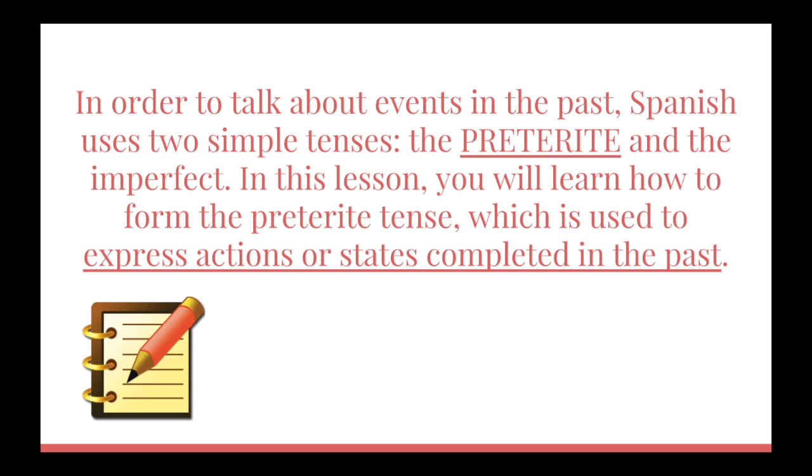Let's get started. In order to talk about events in the past, Spanish uses two different tenses, the preterite and the imperfect. In this lesson, you will learn how to form the preterite tense, which is used to express actions or states completed in the past.